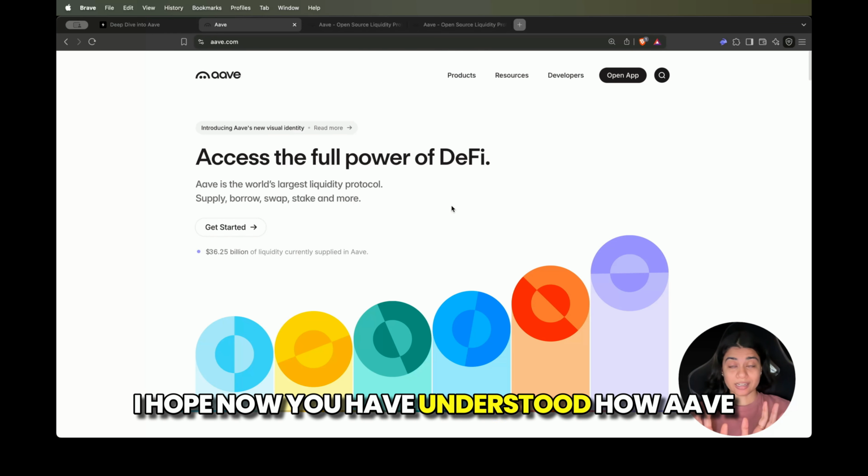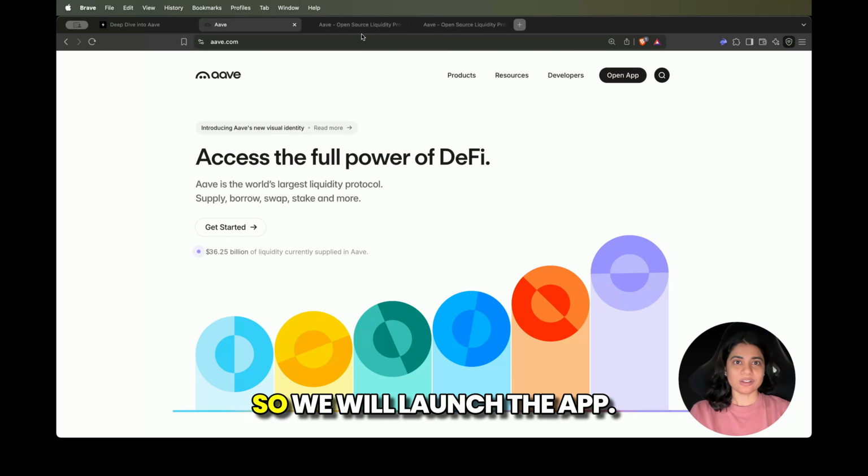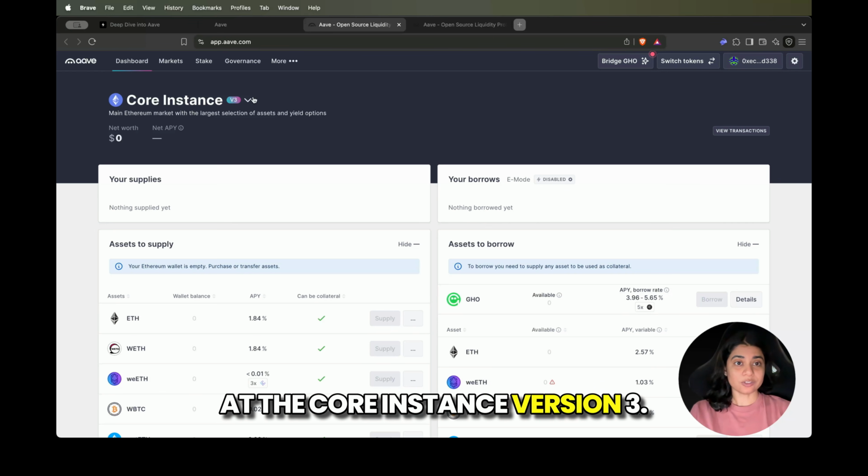I hope now you have understood how Aave works. Let's see it from a practical standpoint. So we will launch the app. This is how it looks like at the dashboard. By default, we are at the core instance, version 3.